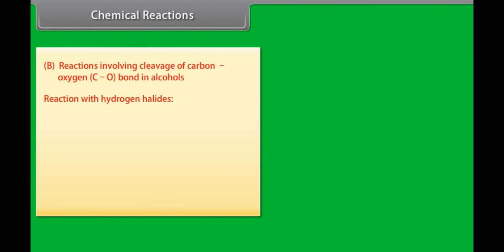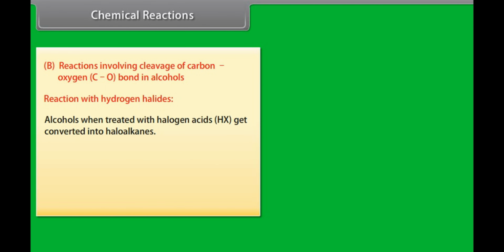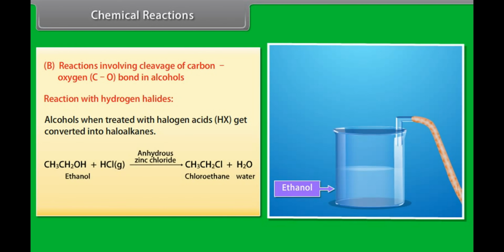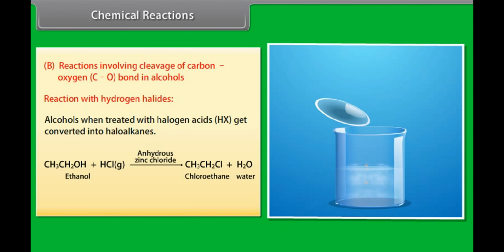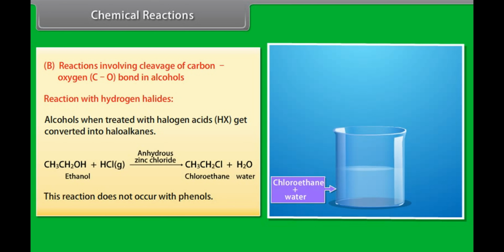Reaction with hydrogen halides. Alcohols, when treated with halogen acids, get converted into haloalkanes. When hydrochloric acid gas is passed through ethanol in the presence of anhydrous zinc chloride, it forms chloroethane and water. This reaction does not occur with phenols.